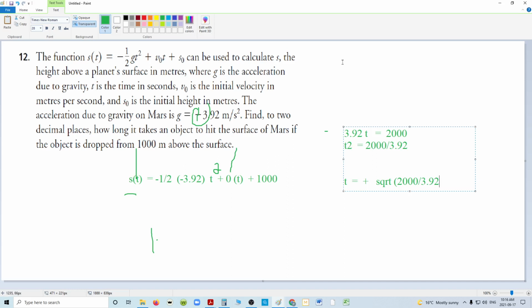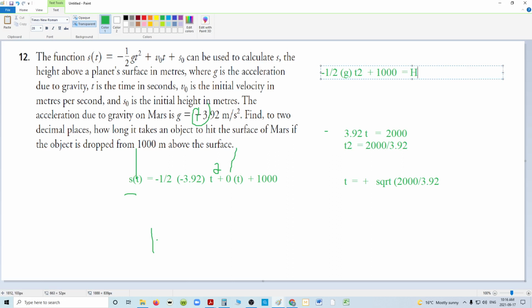So how did I solve that? Well, I started with the equation, negative a half g, which is just a constant, times t squared. We know the initial velocity is 0. We know the initial height is that. And we're looking for when it hits the ground.